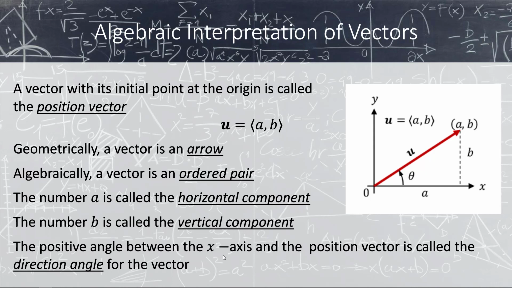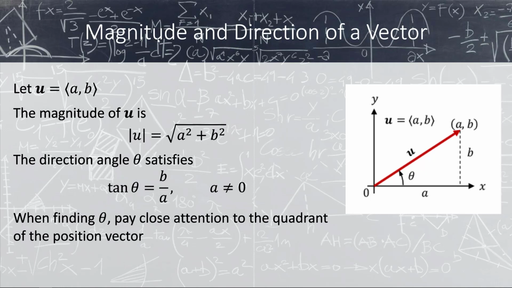And the angle between the x-axis and this position vector is called the direction angle. So this right here is our algebraic representation for our vector. From this algebraic interpretation, we can actually determine the magnitude of the vector, i.e. this length, through the properties of the right triangle and the Pythagorean theorem. Essentially, this length is going to be the square root of the sum of the square of this leg and that leg, and that will give us the magnitude of u.